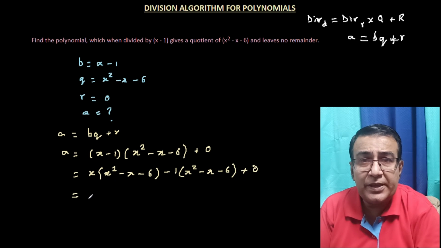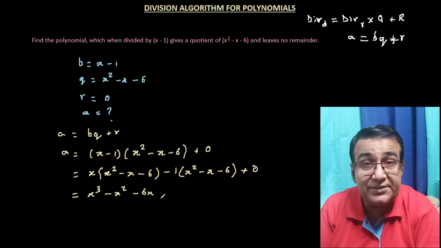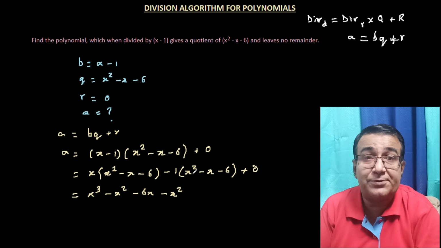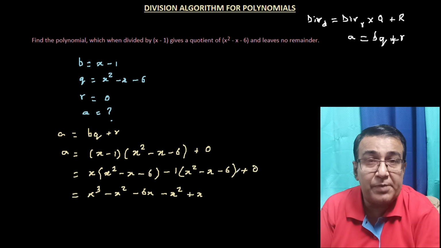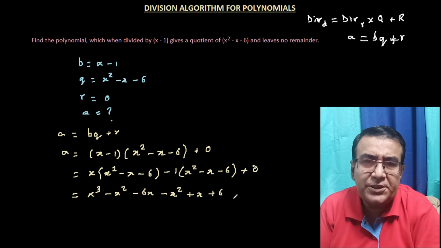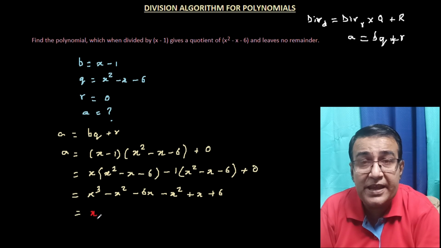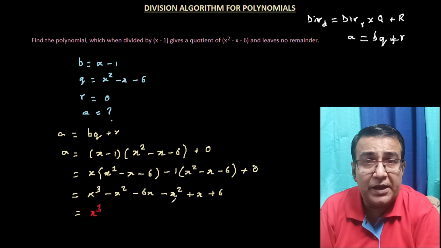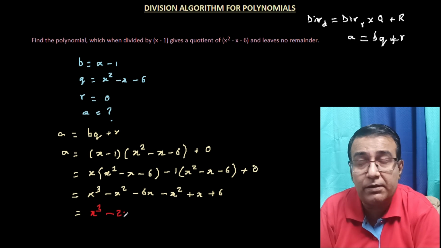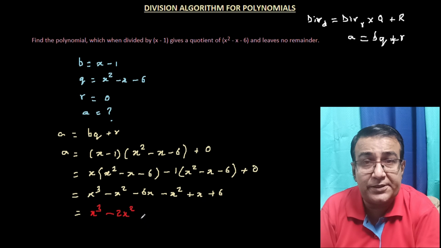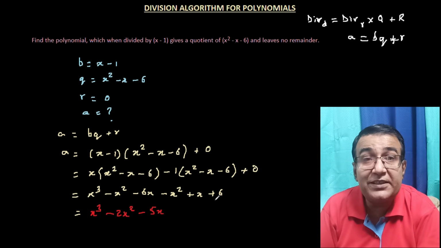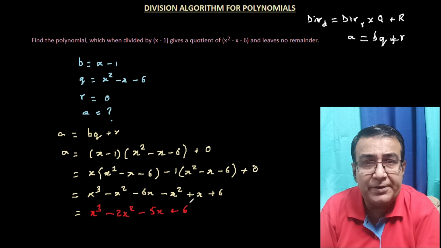Opening the brackets, we get x cubed minus x squared minus 6x, and minus 1 times x squared gives us minus x squared, minus 1 times minus x gives us plus x, and minus 1 times minus 6 gives us plus 6. Because 0 means nothing, let's ignore the 0. Simplifying and combining the like terms, x cubed and minus x squared makes it minus 2x squared, and minus 6x plus x makes it minus 5x plus 6. So our dividend, or a, is equal to x cubed minus 2x squared minus 5x plus 6.